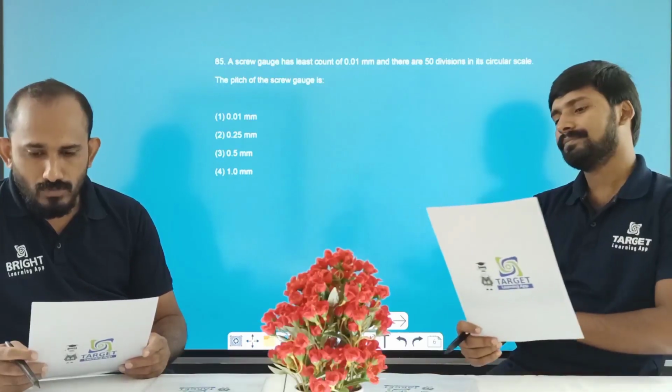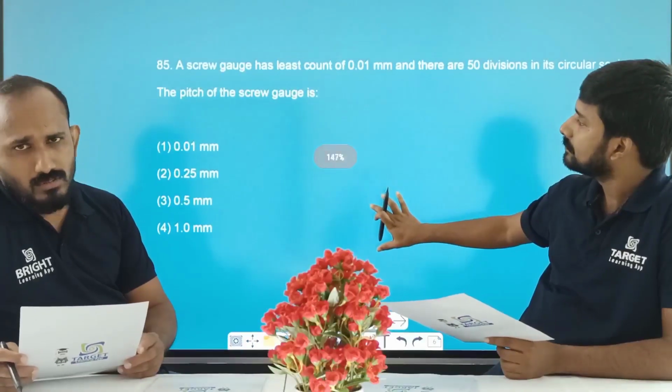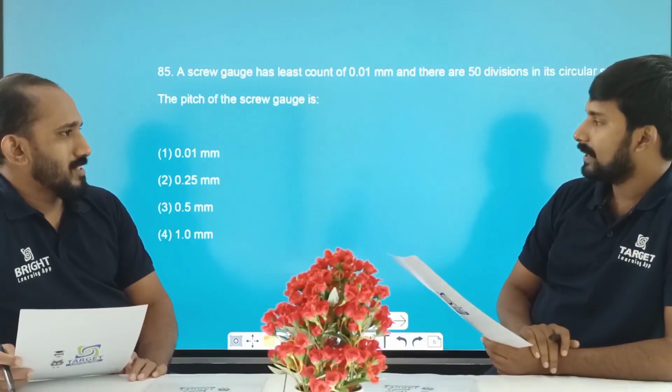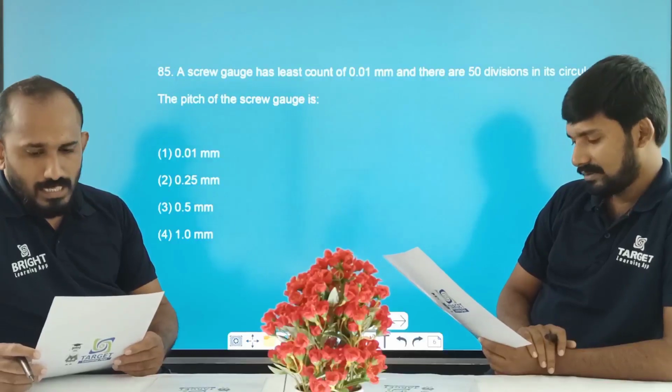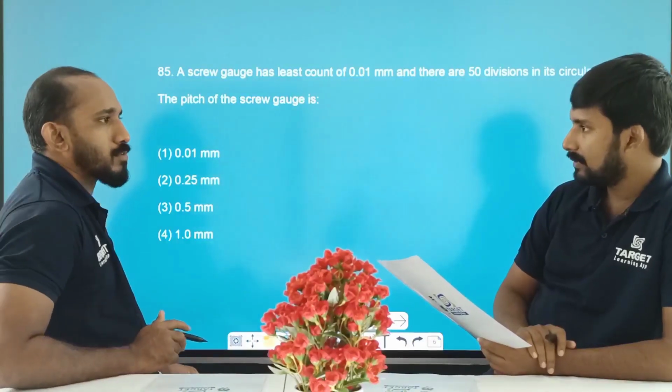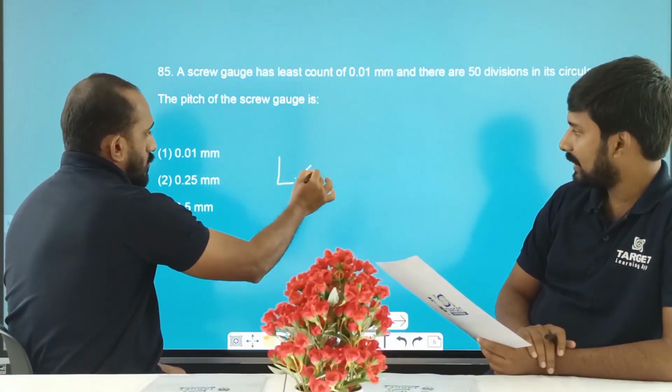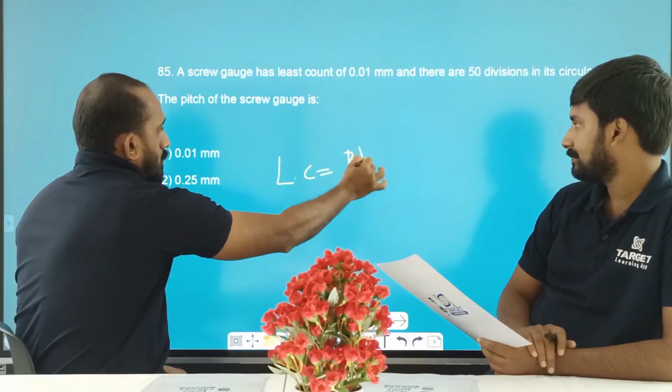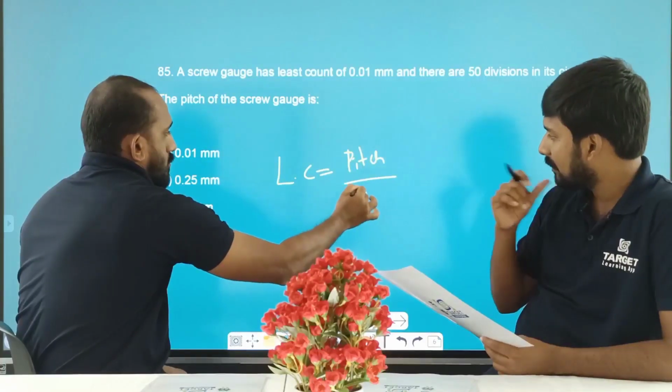35th. A screw gauge has least count of 0.01 millimeter and there are 50 divisions in the circular scale. The pitch of the screw gauge is, another direct question, a practical oriented question also. We know that least count LC is equal to pitch divided by number of divisions. You want to find pitch.